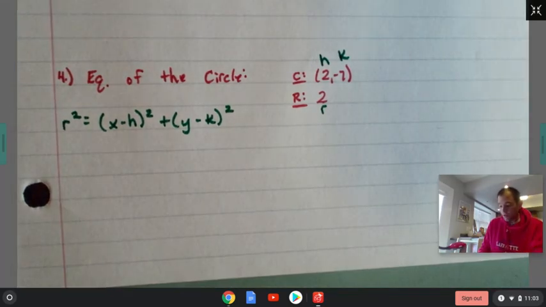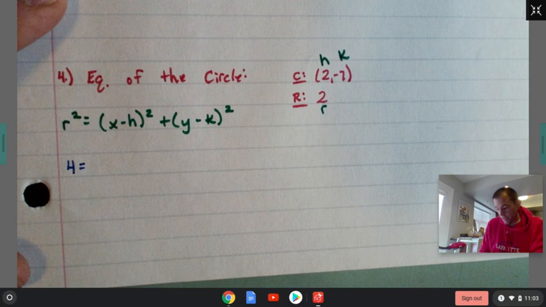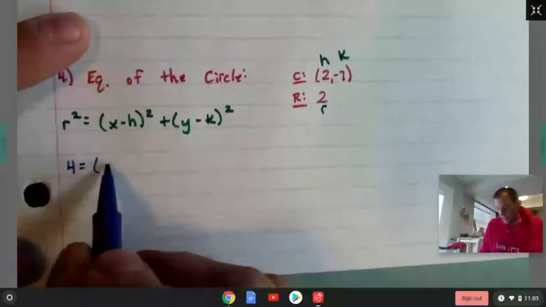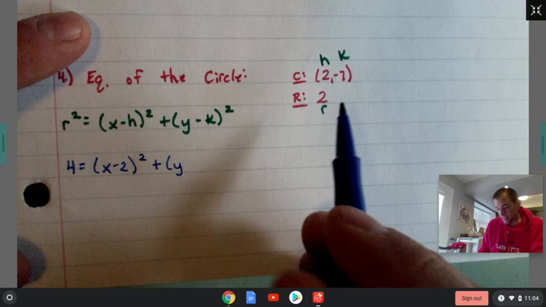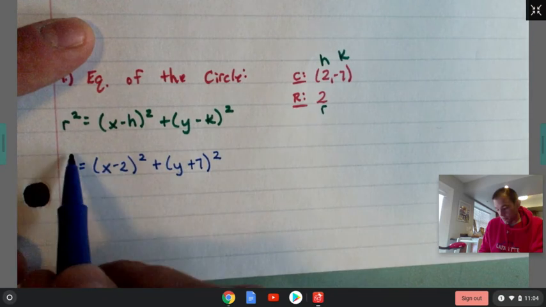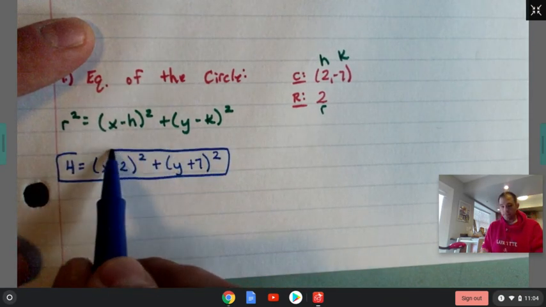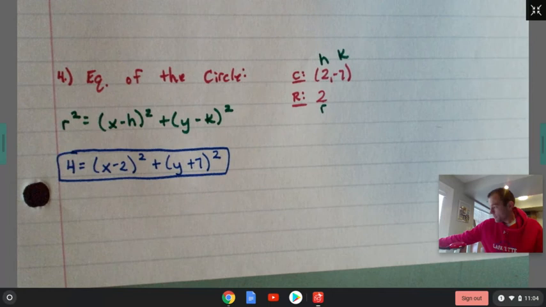So r squared, if r was 2, r squared would be 4, equals x is going to stay x, minus h, where h is 2, squared, plus y stays y, minus k. But since k is -7, when I plug it in here, it's going to become +7, squared. And that's it. Just figure out what h and k are and plug them in. That's question number 4.